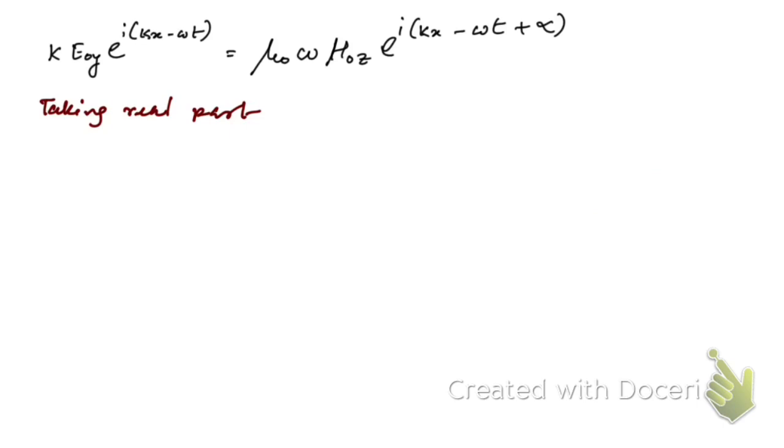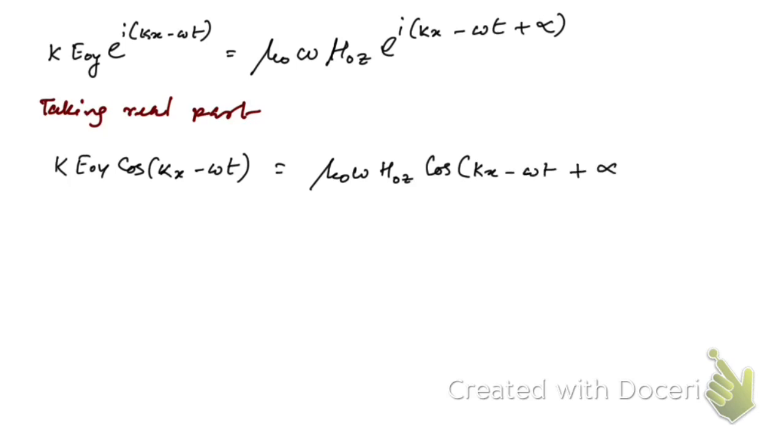So then what we're going to have is k E naught y cos kx, that means we are taking the real part of both sides, okay? And on the other hand, this one, omega H naught, here cos instead of sine, we are taking the real part, okay? Here, instead of theta, we have kx minus omega t plus alpha. Now you see, these two are going to be equal when these two are equal and these two are also equal.